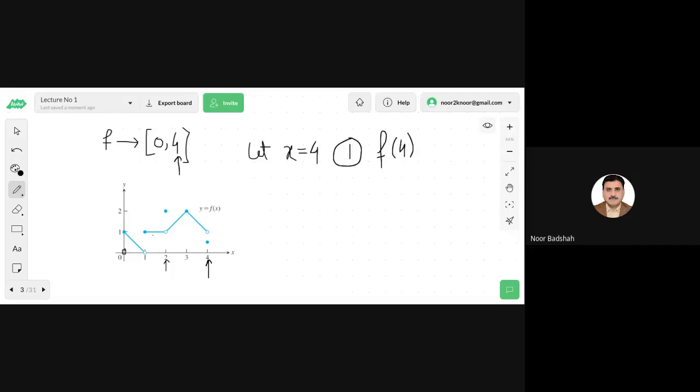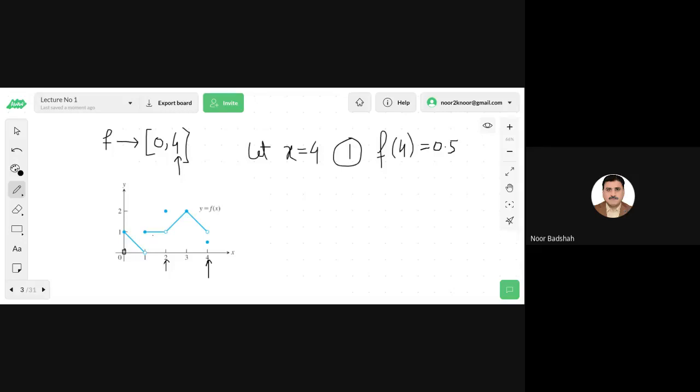So f of 4, if you draw a vertical line by the pattern, it says the value should be 1. With the pattern, you see, it says the value should be 1, but there is a hole. It means value at x equal to 4 is not 1. So what is that? You would simply draw a vertical line, and this is the point where the value is given, and this value is maybe almost like 0.5. So if you write f of 4 is equal to 0.5, that will be okay. So f of 4 is 0.5.